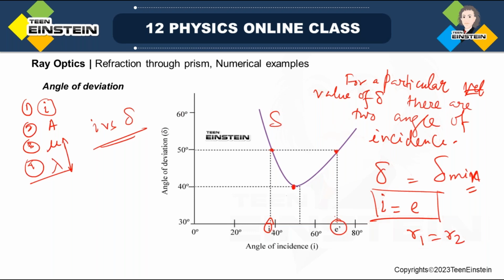Why? Because at minimum angle of deviation, the ray inside the prism will be parallel. So that's why these two angles will be equal. Okay, so these are two corollaries from this particular discussion: angle of minimum deviation.